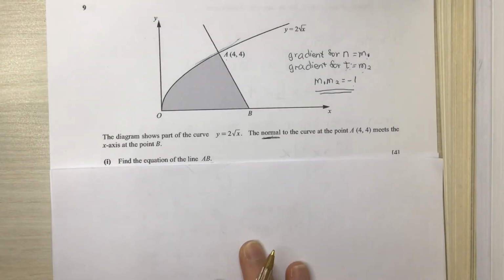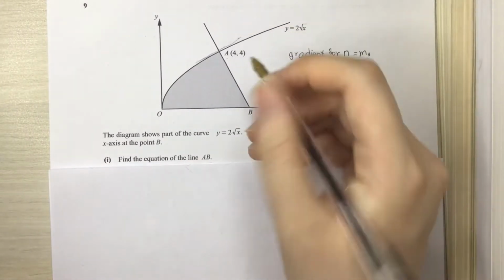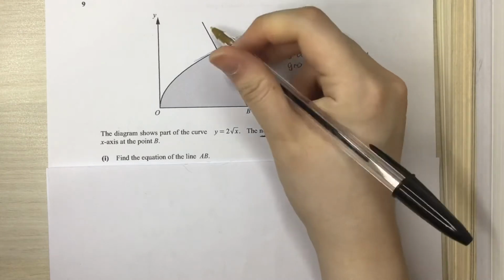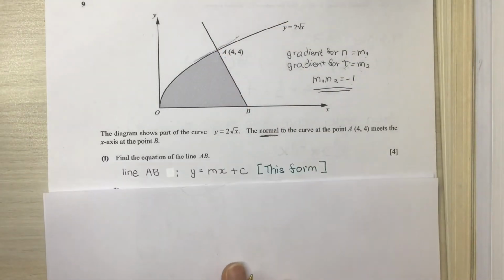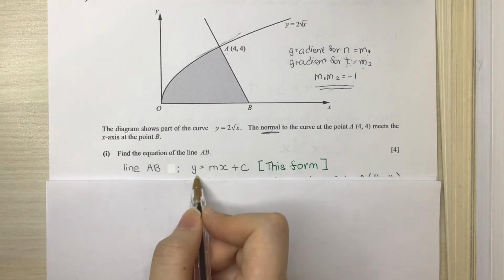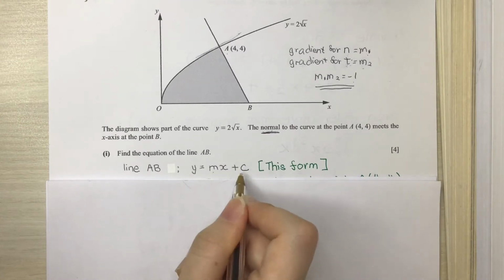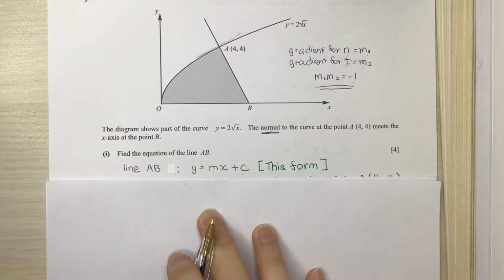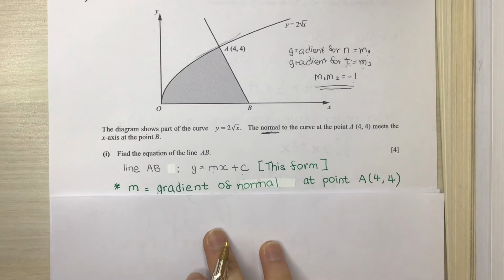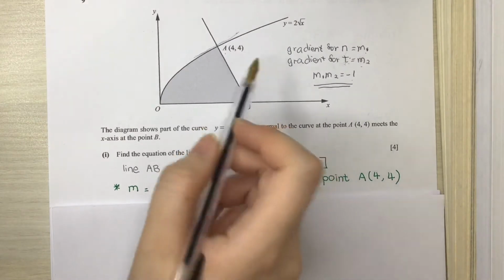So we move on to solving the first part of this question. Find the equation of the line AB. When you look at the line AB here, obviously this is a straight line, so it's in linear equation form. This is what we will be looking for. We need to find m and c in order to give the complete answer for the equation of AB. In this case the m here will be the gradient of the normal at this point for these coordinates.